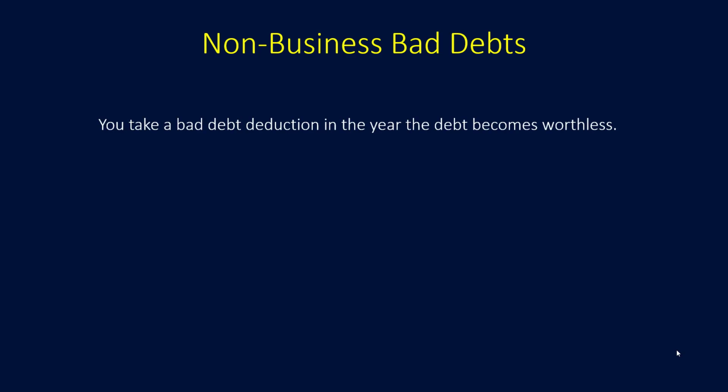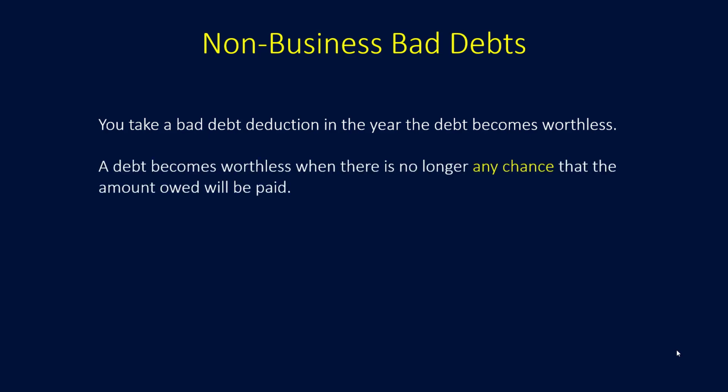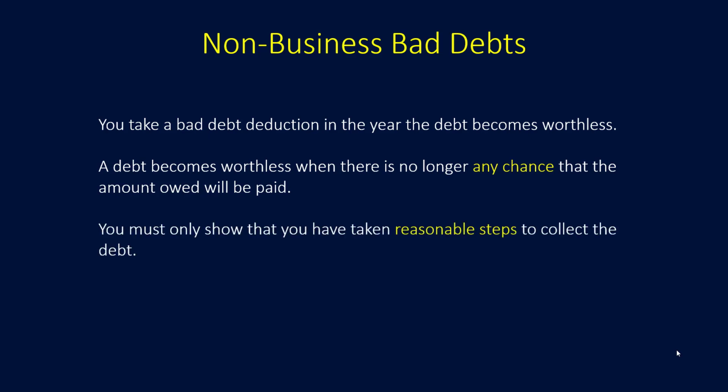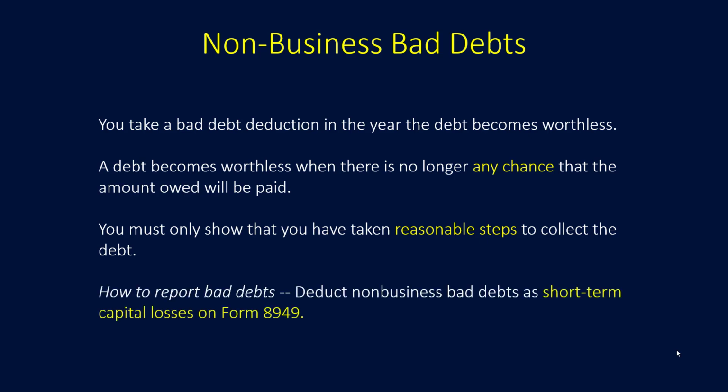You take a bad debt deduction in the year that the debt becomes worthless. A debt becomes worthless when there is no longer any chance that the amount owed will be paid. You must only show that you have taken reasonable steps to collect the debt. How do you report bad debts? You deduct non-business bad debts, again, as short-term capital losses on Form 8949.